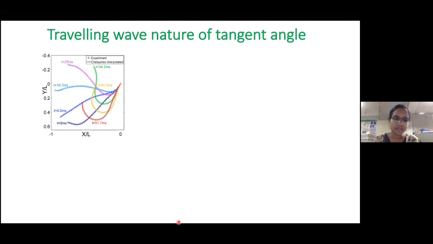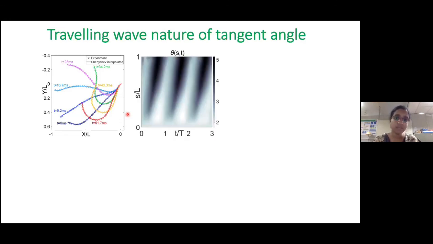So here is my waveform, or the stroke of the full cycle of the beat. I can measure the tangent angle at each space point and time point and plot it as a hemograph. This tilted fingerprint texture tells you that the tangent angle is showing a traveling wave like behavior.